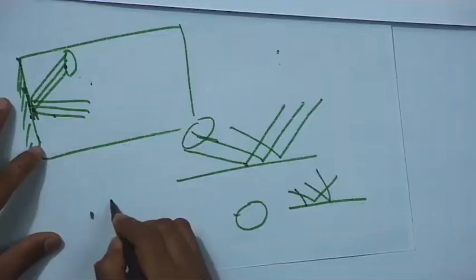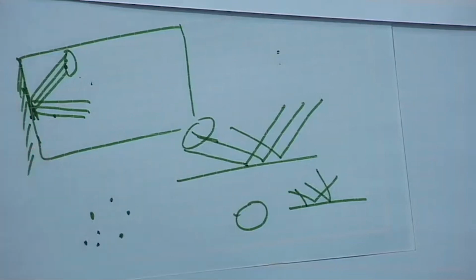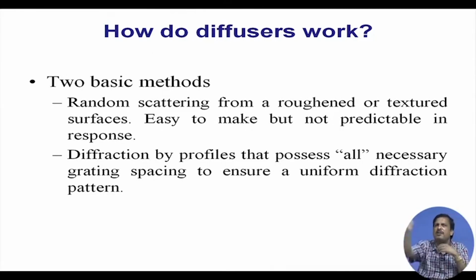So, at each point of the auditorium the reverberation field will be the same. So, I have to treat the wall of the auditorium, the reflector, with a diffuse reflector. What are the diffuse reflectors? A diffuse reflector can be random scattering from a rough and textured surface. If the surface is very rough, then random reflection will happen, and it is easy to make. I can make a rough surface in the auditorium.